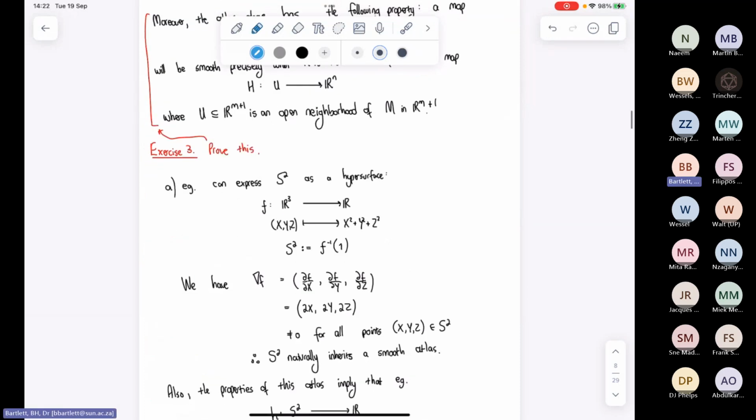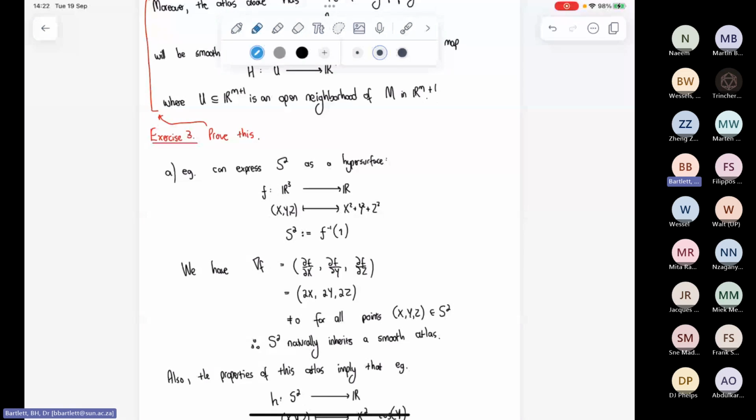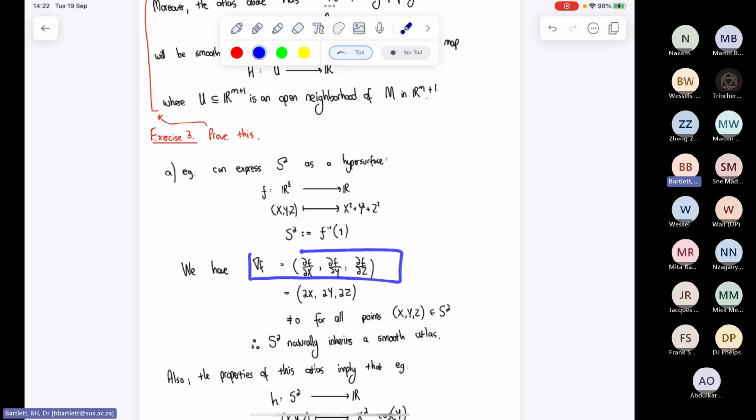Good. So for example, the two-sphere is of such a form, right? So I've got a function on R3, which just computes the sum of the squares. And I can think of the two-sphere as being the pre-image of 1, because the two-sphere is exactly the points in R3 such that x squared plus y squared plus z squared equals 1, right? And to check whether this is going to be a smooth surface, I need to calculate the gradient and check that it doesn't vanish anywhere on the two-sphere. So here's the gradient of that function. It's going to be 2x, 2y, 2z. And that's non-zero for all points on the two-sphere. Why?